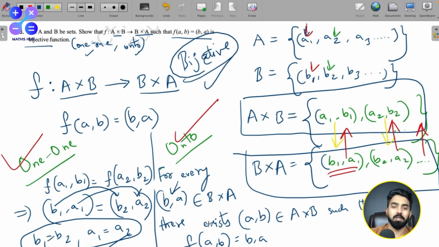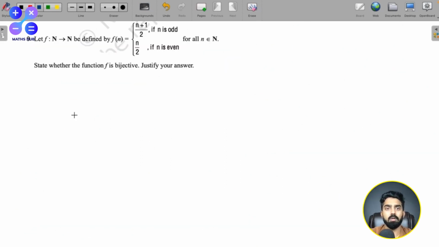Great. So let's move to the next question. All right. This question is talking about the function f, which is defined from the set of natural numbers to natural numbers. And f of n is (n plus 1) by 2 if n is odd, and n by 2 if n is even, for all n belongs to natural numbers. State whether the function is bijective, justify your answer.